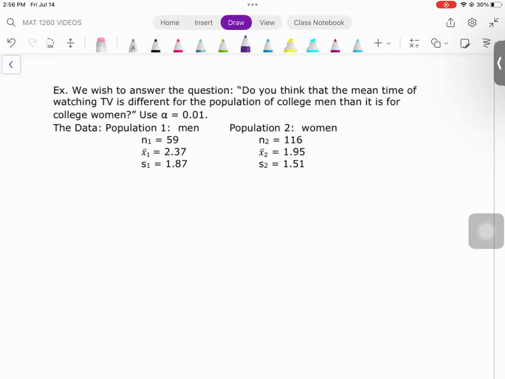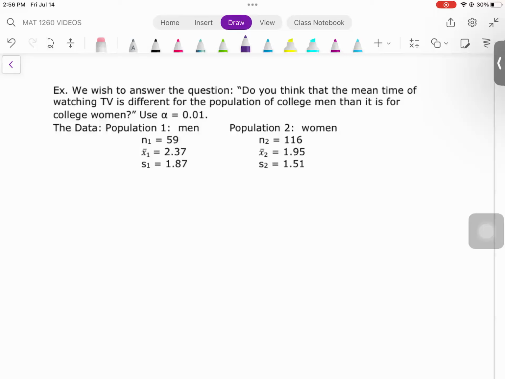We wish to answer the question, do you think that the mean time for watching TV is different for a population of college men than it is for college women? So we have the following data. For the men, our sample size was 59. The sample mean was 2.37 and the standard deviation was 1.87.